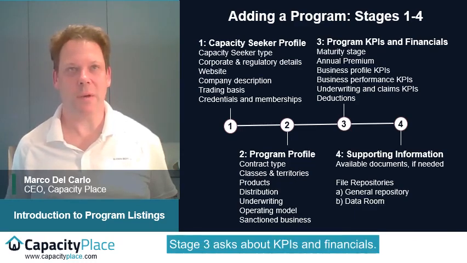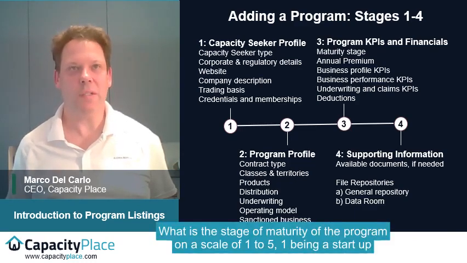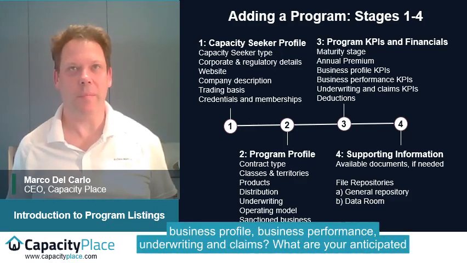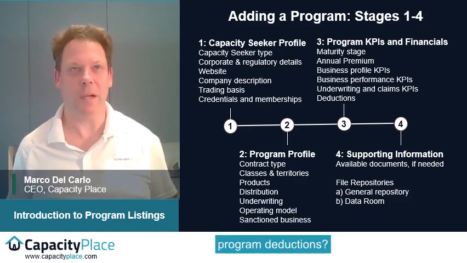Stage 3 asks about KPIs and financials. What is the stage of maturity of the program on a scale of 1 to 5, 1 being a startup and 5 being mature? What is the anticipated premium? What are the KPIs for business profile, business performance, underwriting, and claims? And what are your anticipated program deductions?